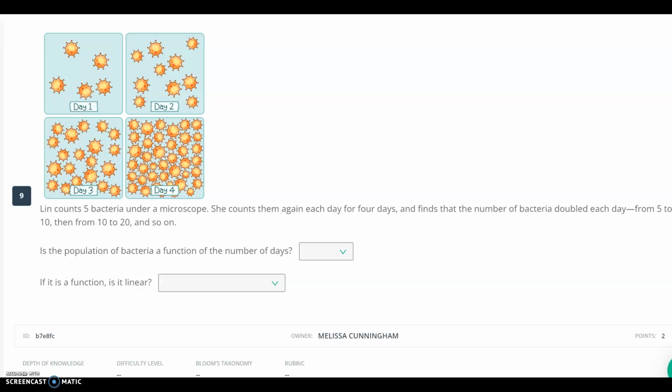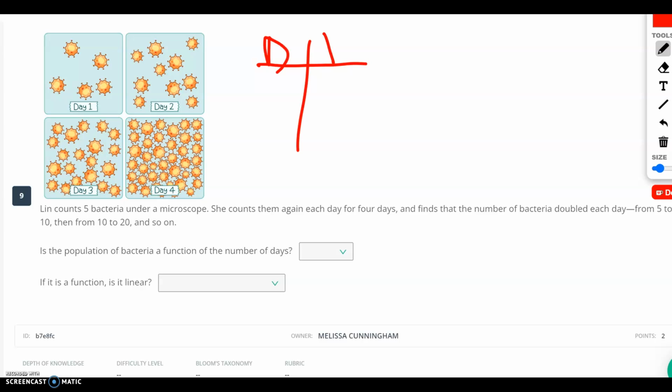All right, question number 9. On this one, Lynn counts 5 bacteria under the microscope, and she counts then again each day for 4 days. What we're going to want to do on this one is make a table. It says that it's doubling every day. This is my days, this is my bacteria. On day 1, there's 5. On day 2, there's 10. On day 3, there's 20. On day 4, there's 40.